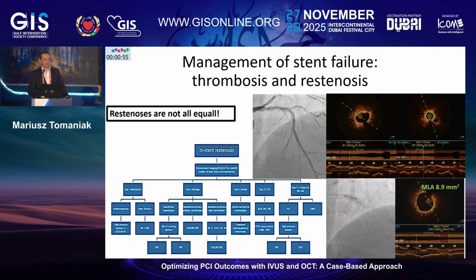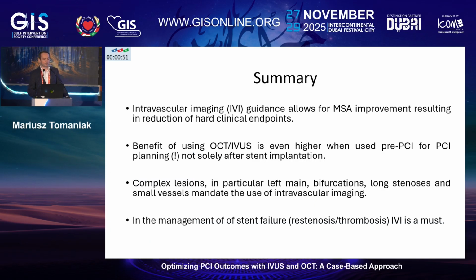So to conclude, stent failure is a clear indication for the use of intravascular imaging. Intravascular imaging allows us to improve MSA, resulting in reduction of hard clinical endpoints. Its benefit is clear and even higher when we use it pre-PCI for PCI planning, not only after stent implantation. And we should use it always for complex lesions, in particular for left main, bifurcation, long stenosis, and small vessels. And in the management of stent failure, intravascular imaging is actually a must.